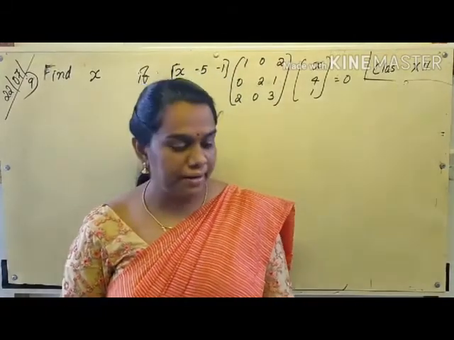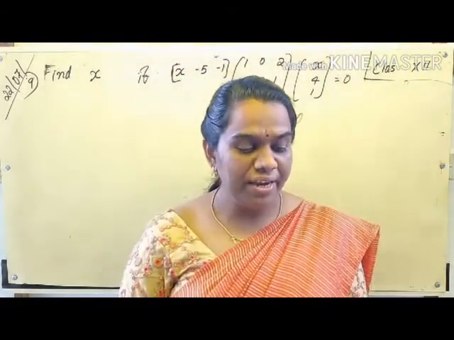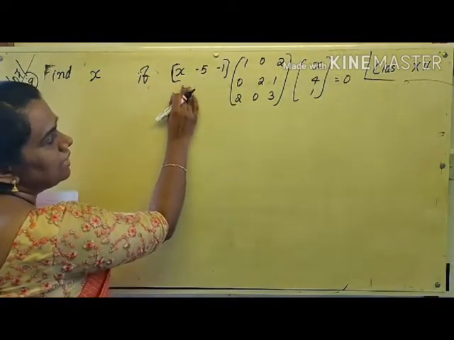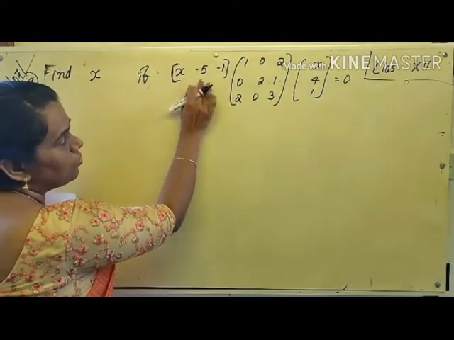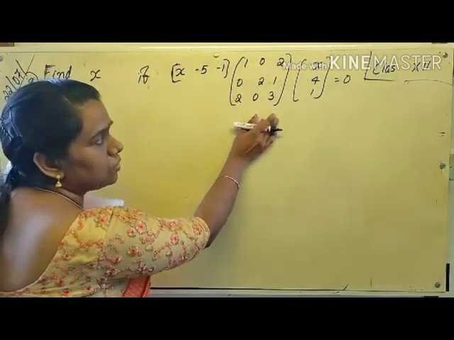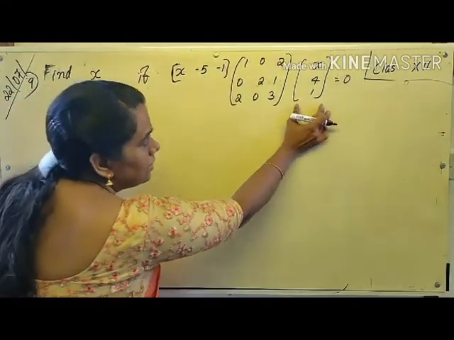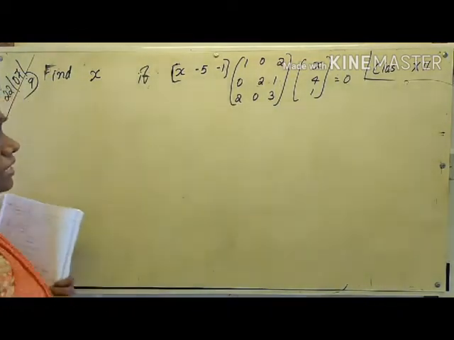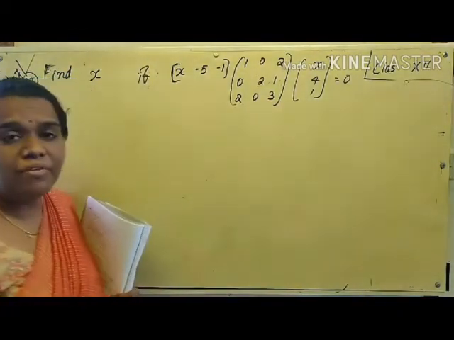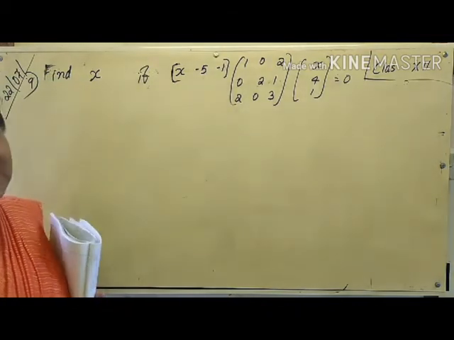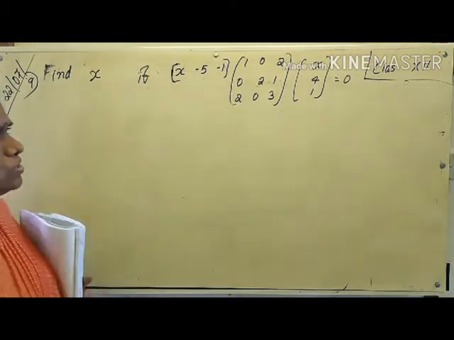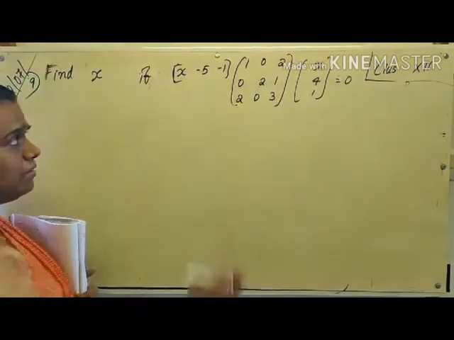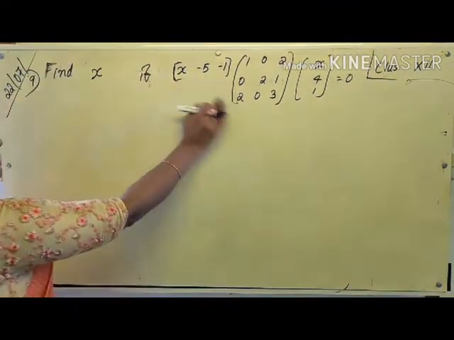Now question number 9. Ninth question. Find x if the row matrix [x, -y, 1] times a 3 by 3 square matrix times another matrix is equal to 0. We have to find the value of x. Here 3 matrices are given. We know that matrix multiplication is associative. First of all, we can multiply these two matrices.